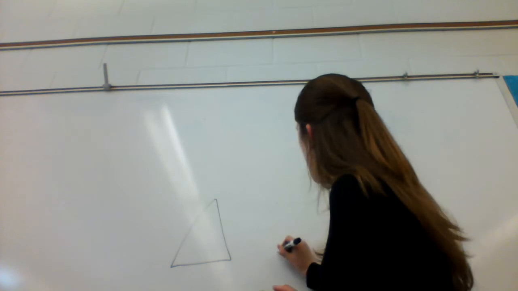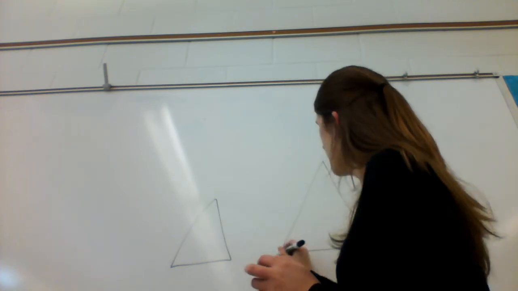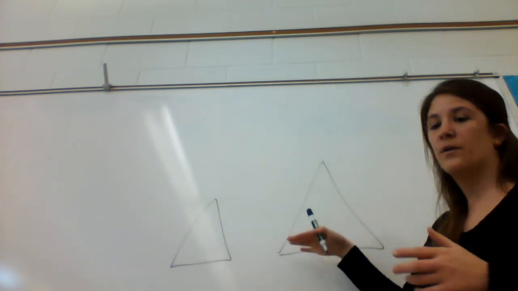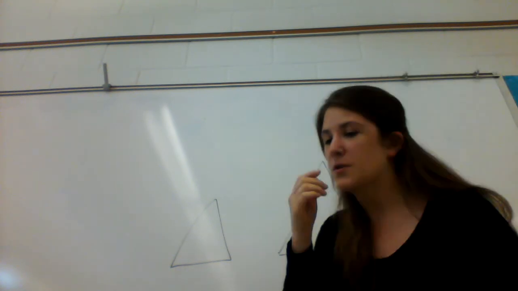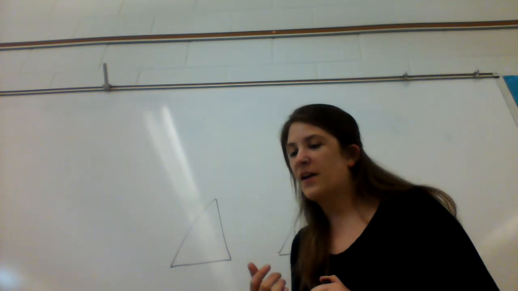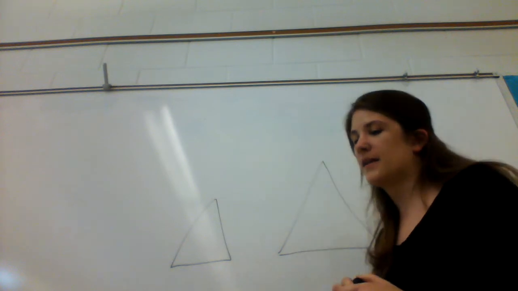Example number 1, Ms. Dargan drew 2 triangles on the board. The triangles are proportional, so that we know that means that they are equivalent. So this length and this length are equivalent to these two. They're proportional. If the scale factor is 4, what are the missing lengths of the triangle?